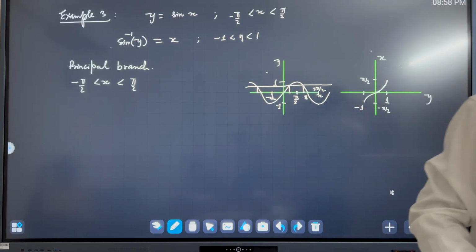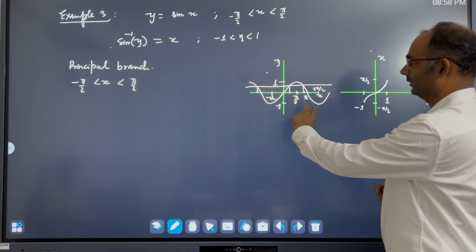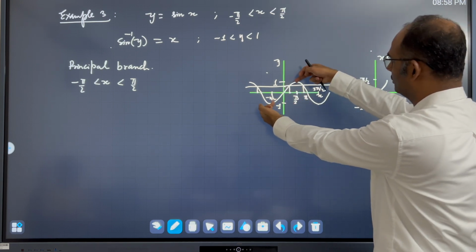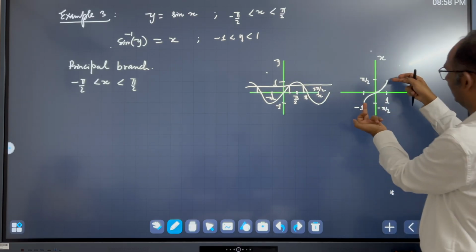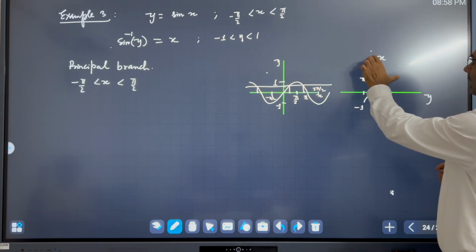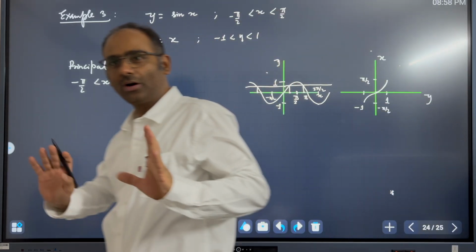Physics can. Physics will tell you which branch to take. But anyway, we are doing mathematics right now. So, agreed? That's the principal. This part if we take, then that's the principal branch. If you take this part, correspondingly that part will be the principal branch. That part will be a different branch. Okay, that is all about inverse function.